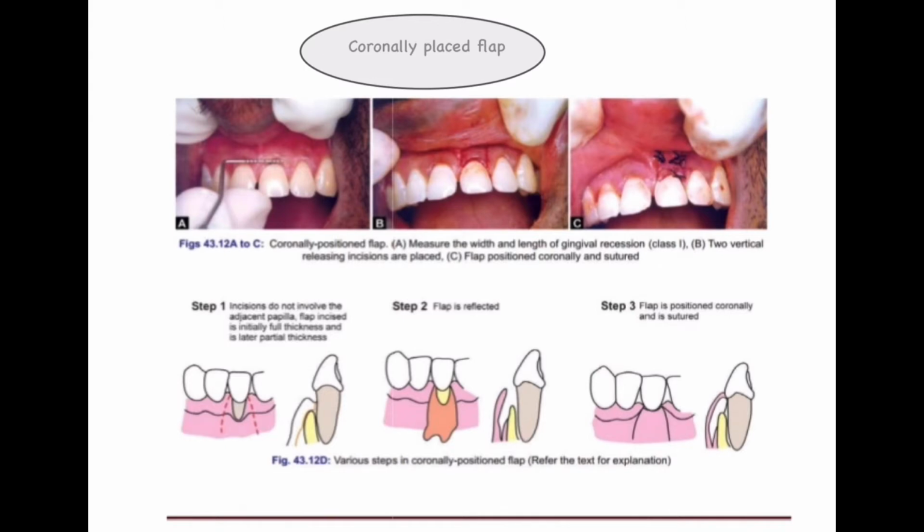Okay, and after we place the flap into the new position, that is more towards the crown, then we are again placing sutures over it. So this is the procedure for a coronally placed flap. This is usually indicated in cases of gingival recession because there is a defect which has been created due to the apical migration of the junctional epithelium.